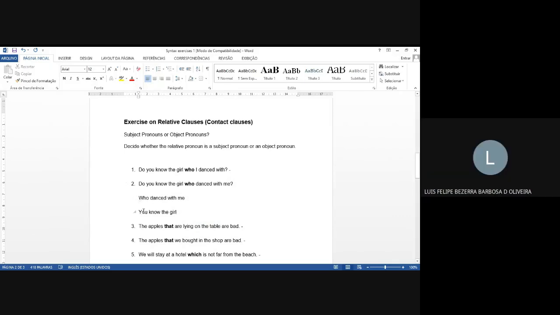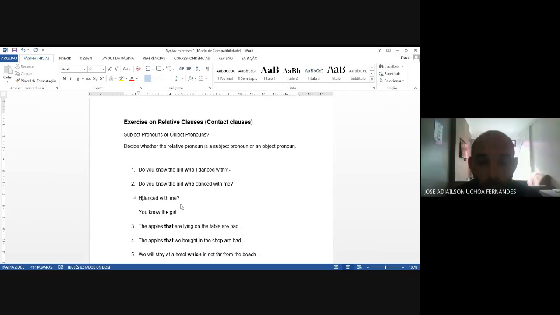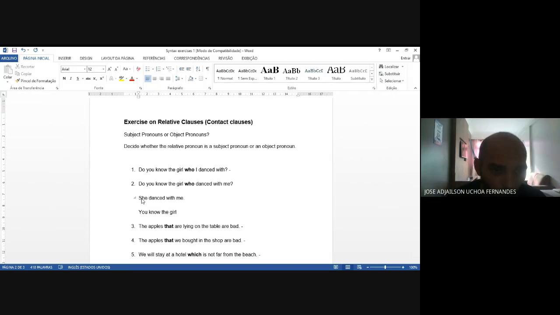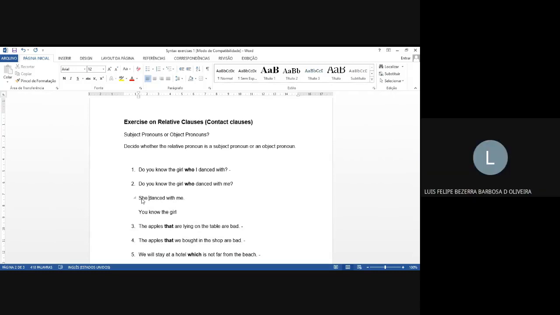Okay, in this case, in the first sentence, we have who danced with me, and we can clearly replace the pronoun who with a subject pronoun, because it wouldn't make sense to say her danced with me. We learned from grammar books that we should never start a sentence with object pronouns. If we said the girl danced with me in a positive sentence, it wouldn't make any sense to replace the girl by her and say her danced with me. What makes sense is to say she danced with me.